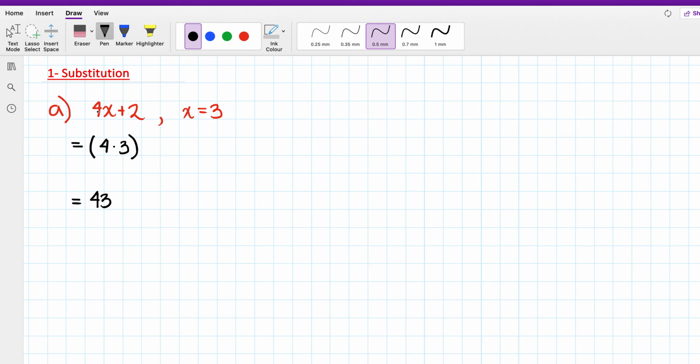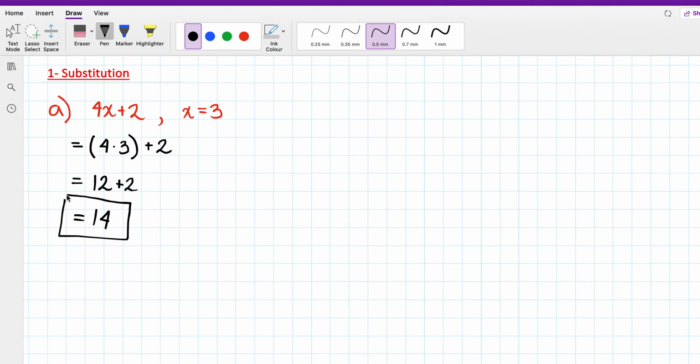Remember that here is 4 times x. Remember that we talked about algebraic notation, and when we have a 4x, that means we have 4 times x. So this is very wrong, so I'm going to erase it here. And then 4 times 3 plus 2. And then we say equal, 4 times 3 is 12, plus 2 is equal to 14. And this is your answer.